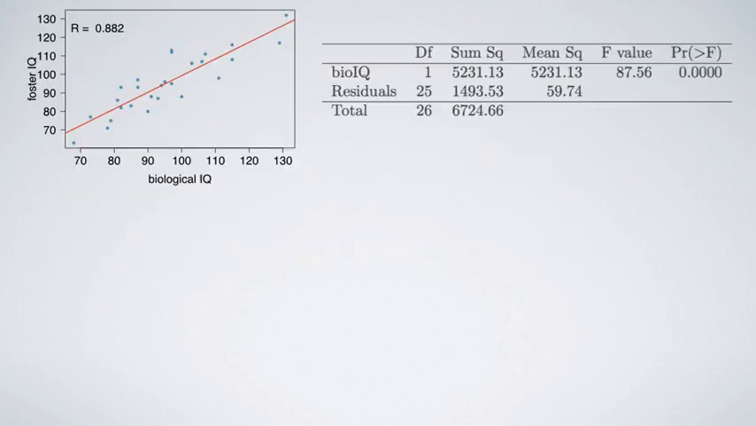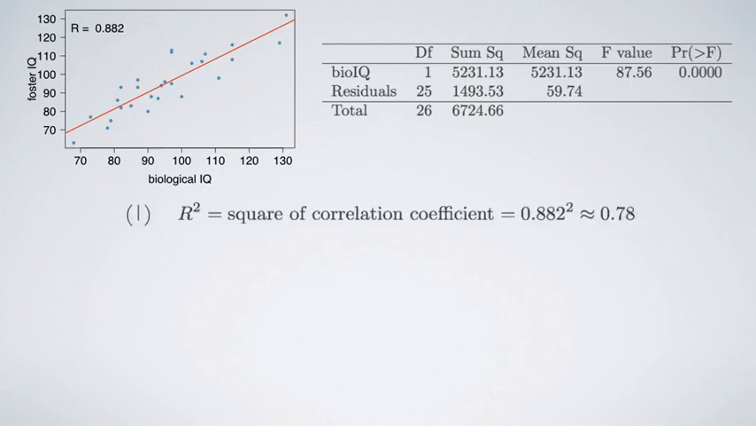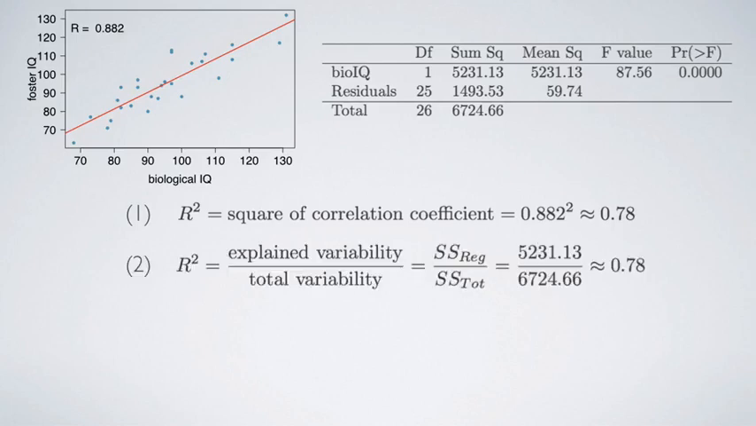So let's go ahead and quickly check if these two methods actually yield the same result. If we square the correlation coefficient, we get an r-squared of roughly 78%. To do the calculation using the definition of r-squared, we need to take the ratio of explained variability to total variability. Remember that this means sum of squares of regression divided by sum of squares of total. And doing the math, we actually get to the same result. 78% of the variability in foster twins' IQs can be explained by the model, or in other words, the biological twins' IQs.